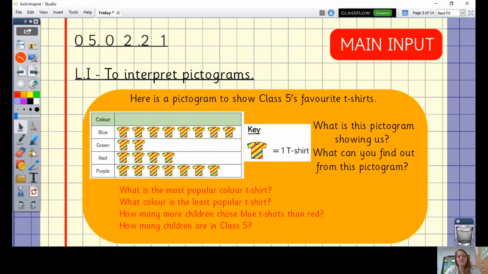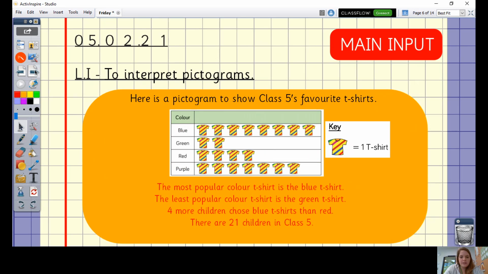Okay, so let's go through those answers to those questions now. So the most popular colour t-shirt is the blue t-shirt. The least popular colour t-shirt is the green t-shirt. 4 more children chose blue t-shirts than red.